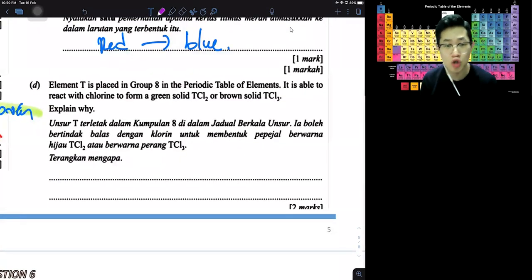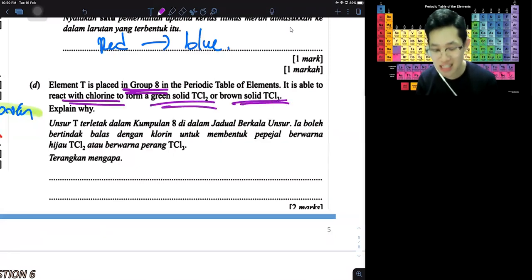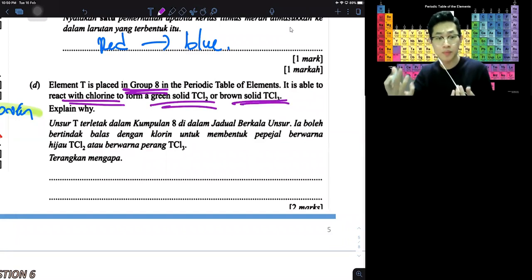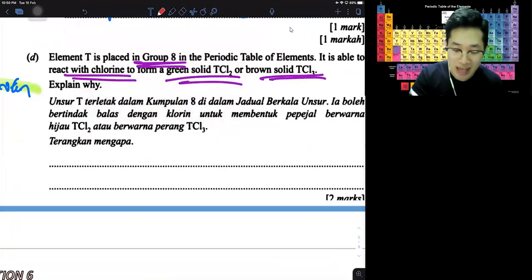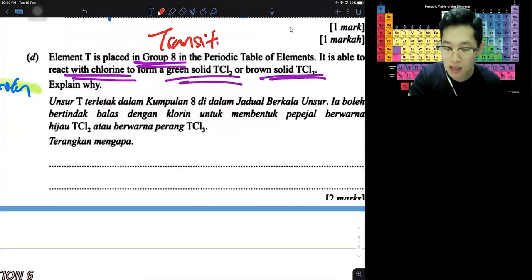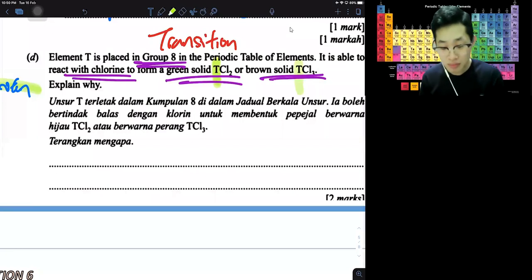Element T is placed in group 8. Group 8, wow. In the periodic table of elements, it is able to react with chlorine to form green solid TCl2, brown solid TCl3. Explain why. Group 8, where is group 8? Group 8 is your transition. Can you tell me what T actually is? T is able to form green TCl2 and brown TCl3. Yes, very good. It is actually Fe.